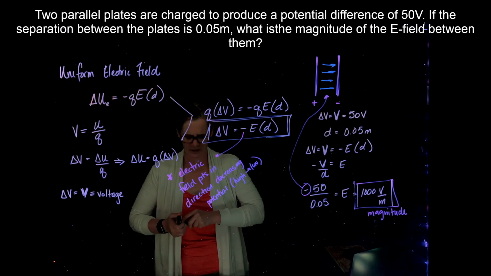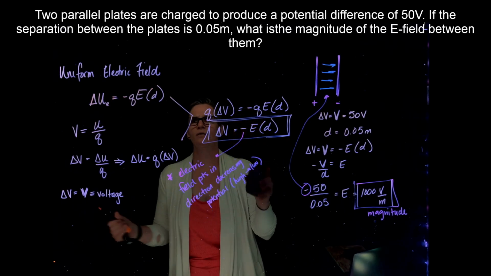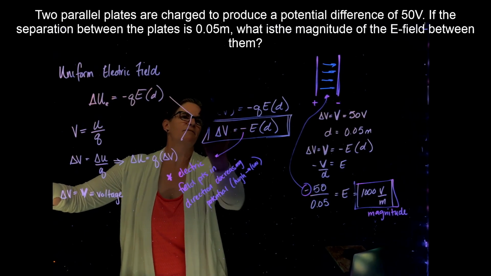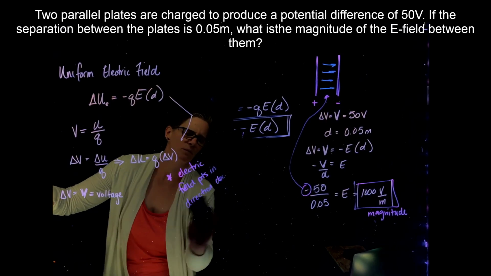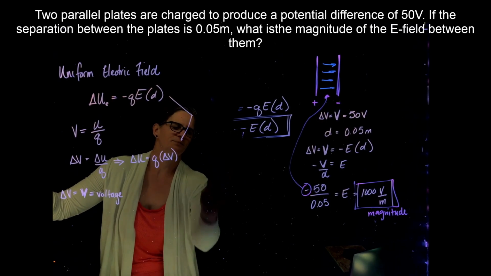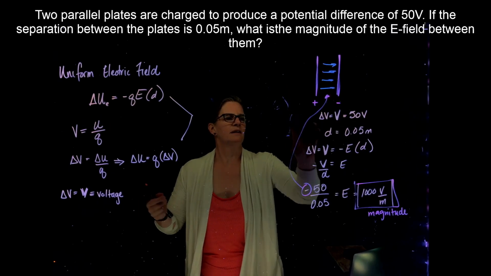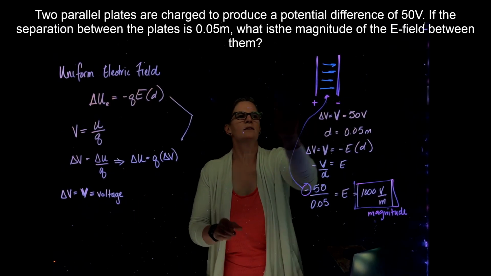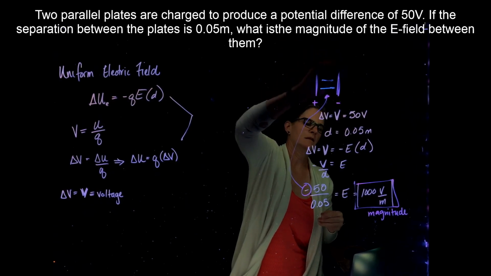Now that's a new unit. Does that unit actually make sense? I'm going to go real quickly over why that unit makes sense. I'll do that here in the middle, and then we'll look at what happens if I don't have a uniform electric field. All right, so does this unit of volts per meter make sense for my electric field?